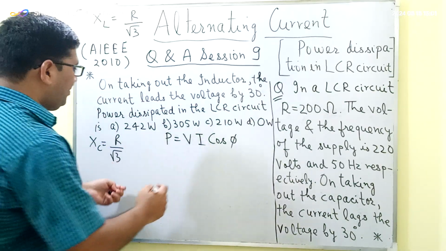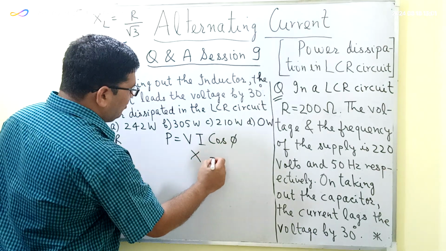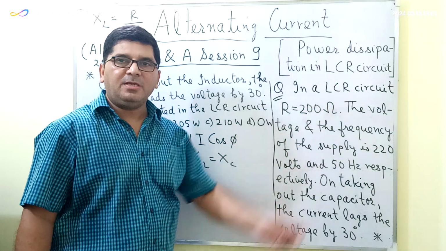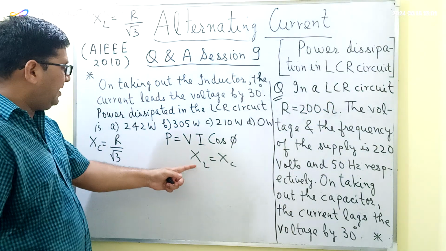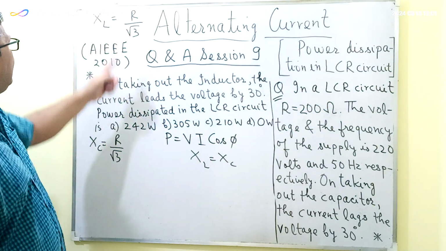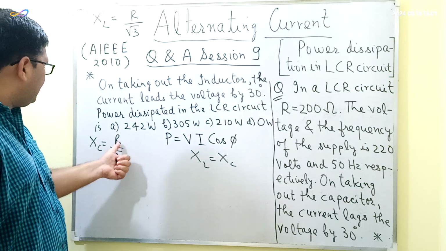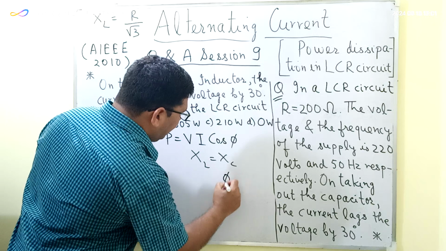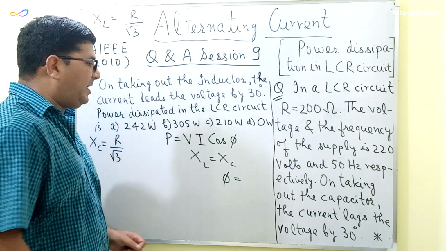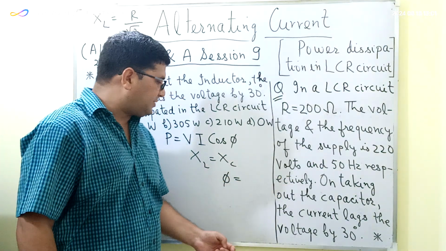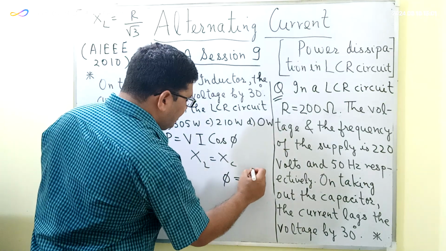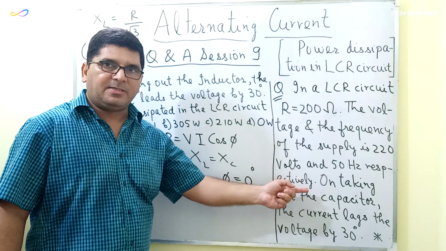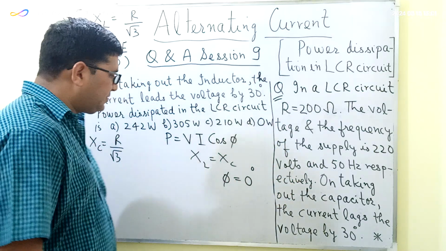Now we know that when XL is equal to XC, then the LCR circuit becomes a resonant circuit. Now here XL is equal to XC. You can see here XL is equal to R upon root 3 and XC is also equal to R upon root 3. So here phi, that is the phase angle between the applied voltage and the current in the circuit, is equal to 0 degree, because in the resonant circuit the phase angle between the applied voltage and the current which is flowing in the LCR circuit is equal to 0.